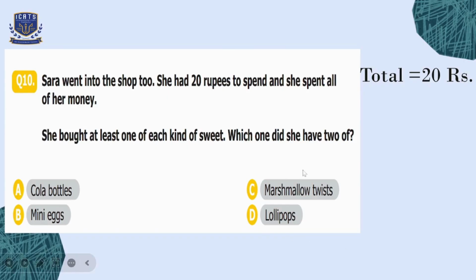Question number 10. Sarah went into a shop too. She had 20 rupees to spend and she spent all of her money. She bought at least one of each kind of sweet. Which one did she have two of?